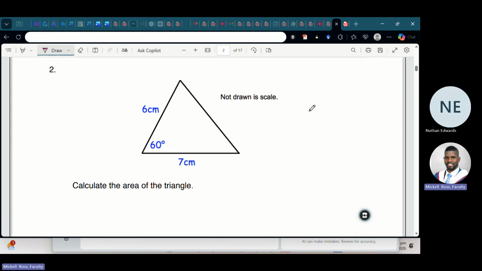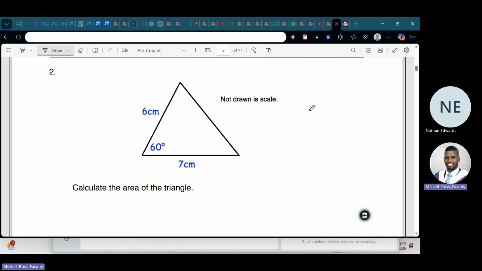For this one here, very easy to identify. You have two sides and the angle between the two sides, and it asks you to calculate the area of the triangle. So the area is going to be equal to half the two sides, which is 6 times 7, times the angle between, which is going to be the sine of 60 degrees. So you can just go ahead and substitute everything into your calculator, work it out all in one.